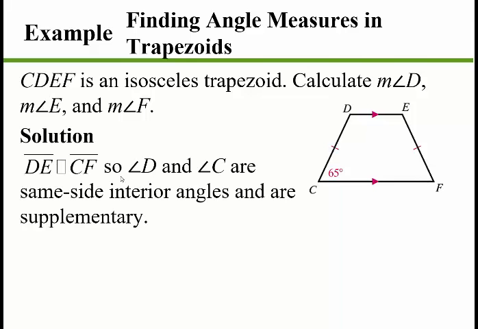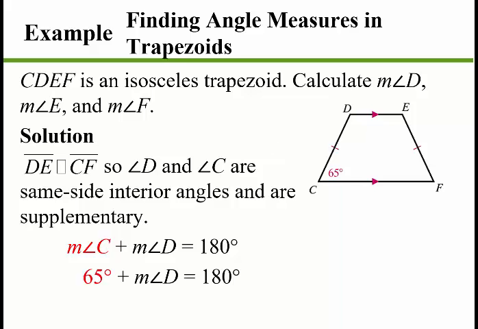All right, so here's what we'll do. We know that, forgive the typo here, DE is parallel to CF, and angle D and angle C are same side interior angles. When you have two parallels and a transversal, which CD can be thought of that way, they must sum up to 180 degrees. So the measure of angle C plus the measure of angle D is 180.